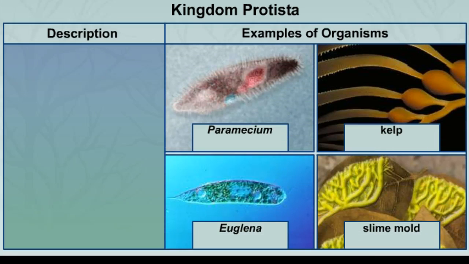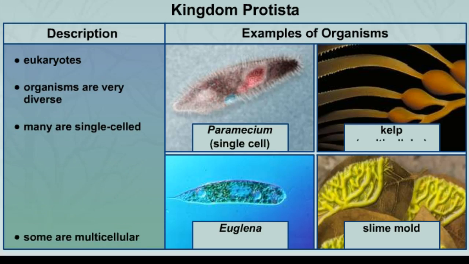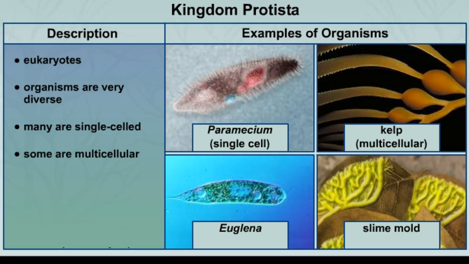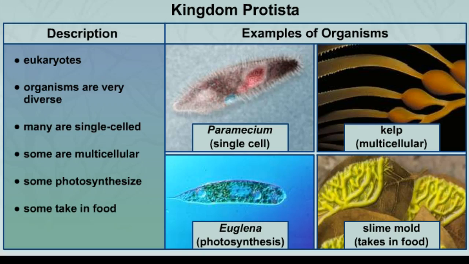Organisms in the kingdom Protista are known as protists. They are eukaryotes since their cells contain DNA in a nucleus. Many of these diverse organisms are single-celled, though some are multicellular. Some photosynthesize and some take in food. One thing they have in common is they all lack organ systems.